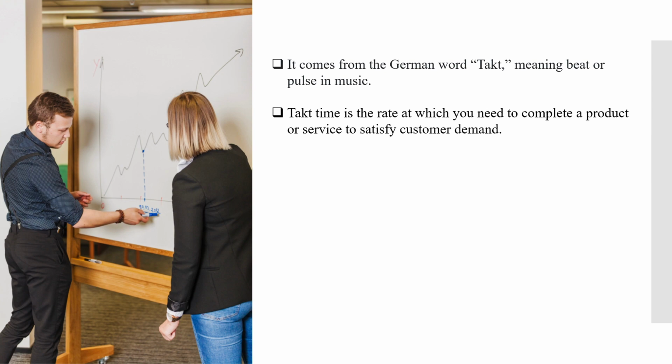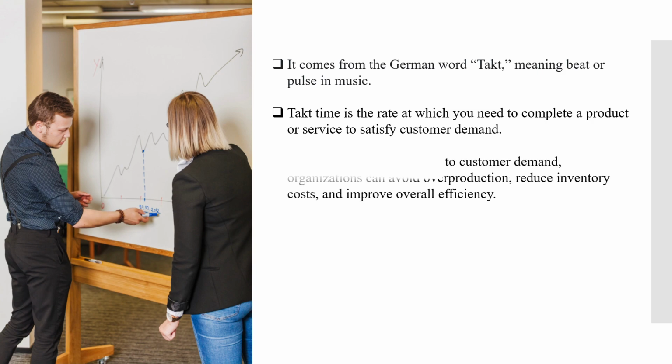So Takt time is the rate at which you need to complete a product or service to satisfy the customer demand. Takt time is nothing but the rate, the particular speed at which you have to complete your product or service so that your customer will be satisfied with your work. By aligning the production rate to the customer demand, an organization can avoid overproduction, reduce inventory, and improve overall efficiency. So by proper alignment of production rate and customer demand, we can avoid overproduction in the factory, reduce the inventory cost, and improve the overall efficiency of the factory.